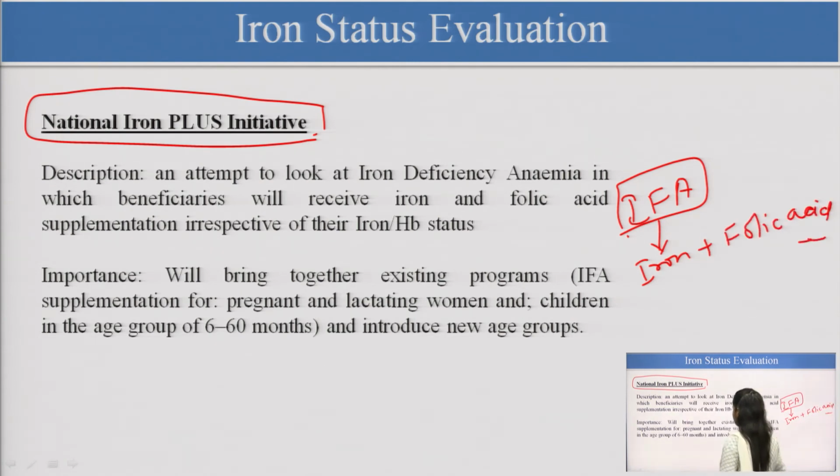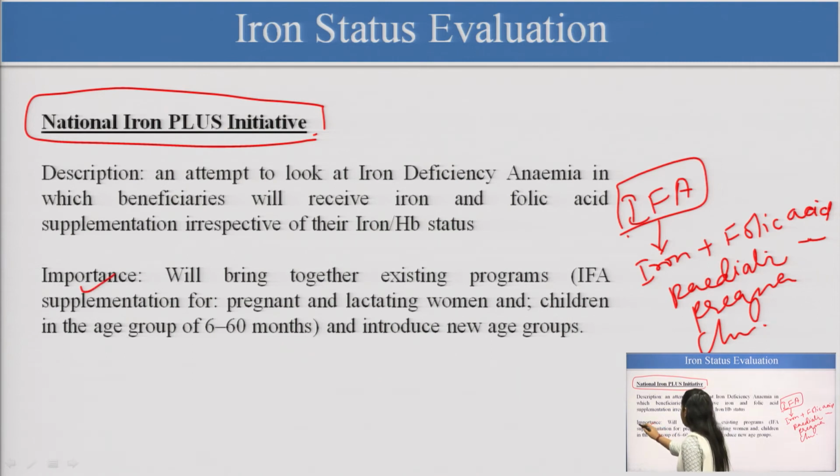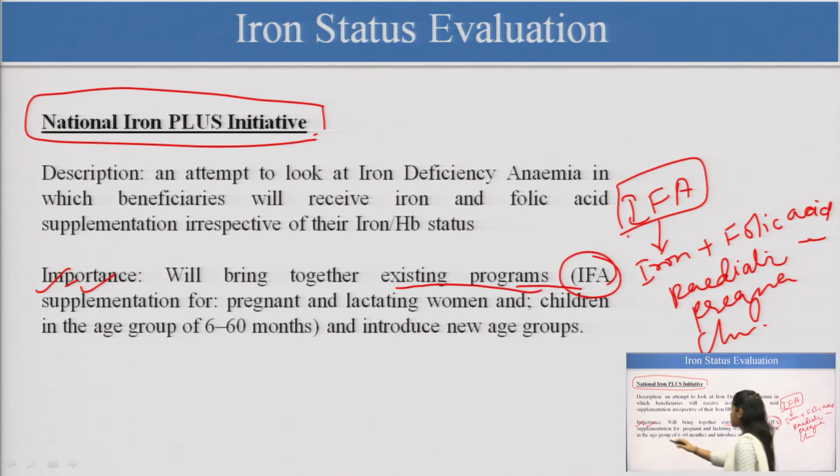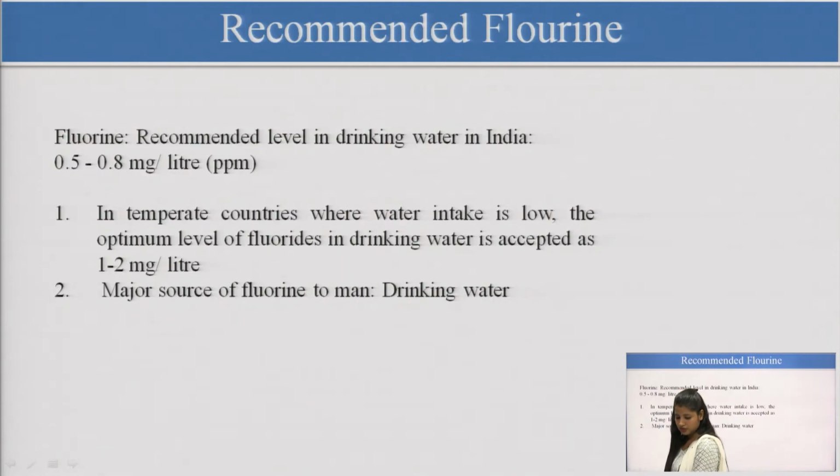Okay. This is provided in the pediatric population, in pregnancy, and children also. The importance is bringing together existing programs, iron folic acid supplementation for pregnant and lactating women, and we have added children in the age group of 6 to 60 months, meaning up to 5 years of age. This is one of the government initiatives, the National Iron Plus Initiative.